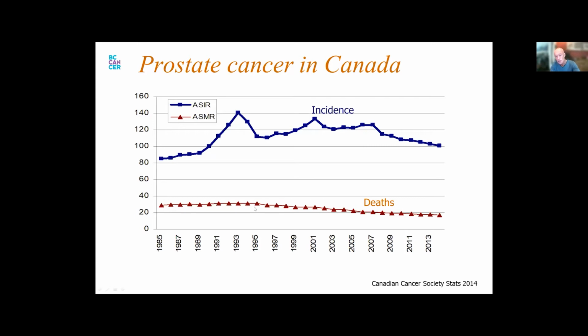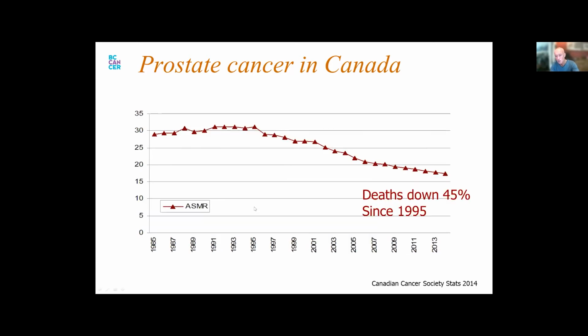And I'm going to blow up that death chart so you can see it a little bit more clearly on a different scale. Now, this is age-adjusted prostate mortality. So it takes into account the aging population and the changing demographics of British Columbia, or Canada in this case. And there's been a substantial decline in prostate cancer deaths over the last 25 years.